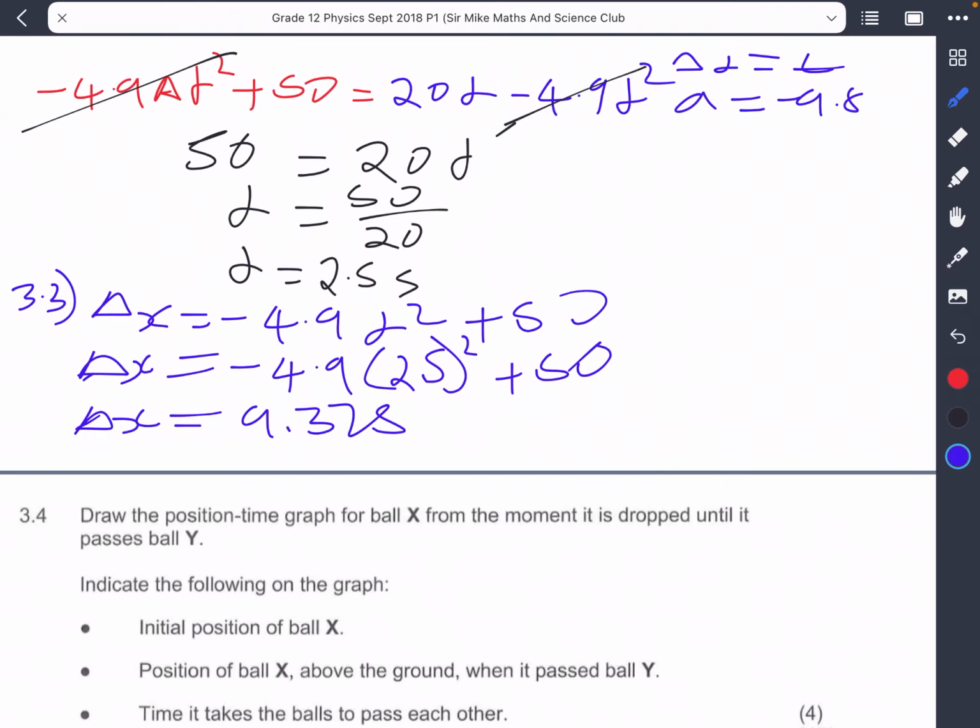They're asking for the height above the ground. So in this case, height is a scalar quantity, right? That wouldn't actually need the direction.